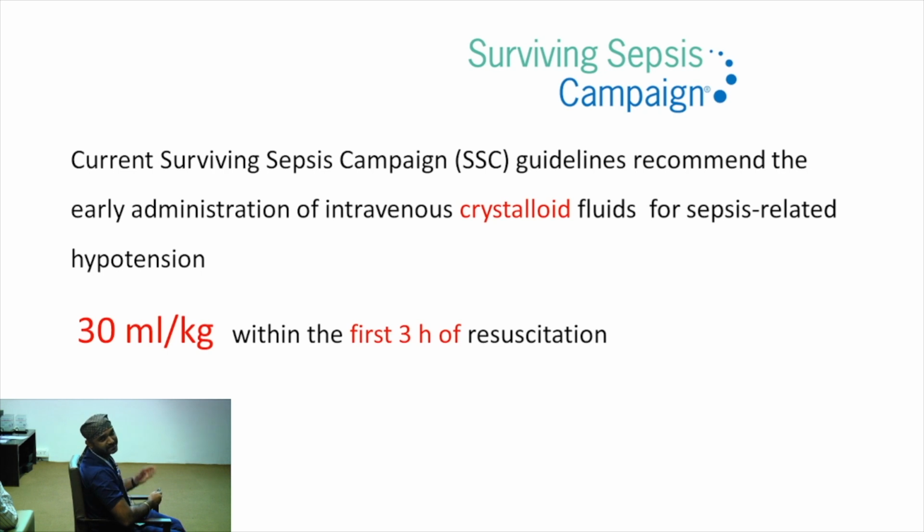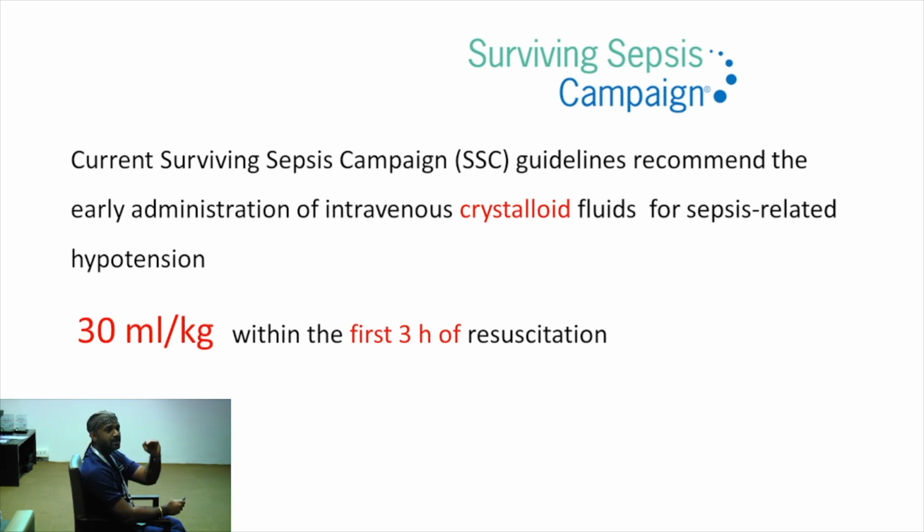So what do the Surviving Sepsis guidelines say? I'm basically talking about septic shock. So let us not dilute it with other kinds of shock. It says you need to give 30 ml per kg of fluids for a patient who presents to you with sepsis. So what if this patient has already received fluids before he comes to you?